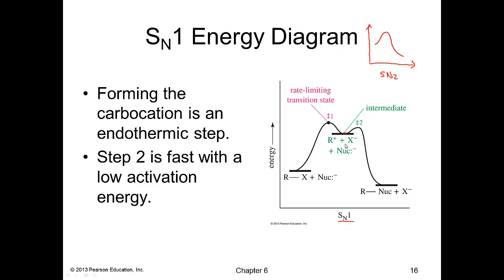And that point represents the intermediate. And in this case, the intermediate is the carbocation. You got to realize this. This is the difference between the SN1 reaction and the SN2 reaction in terms of energy profile. Now you can also look and understand why step 1 is the rate determining step in terms of activation energy.